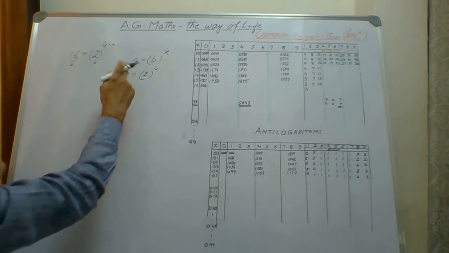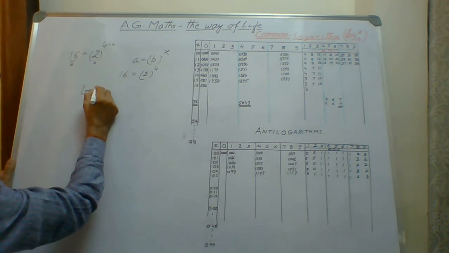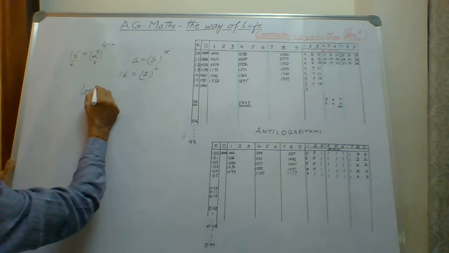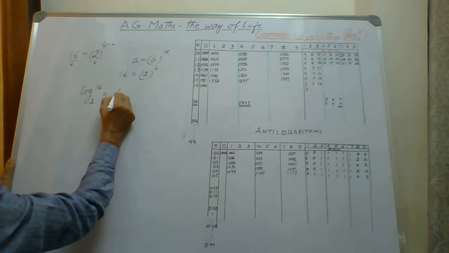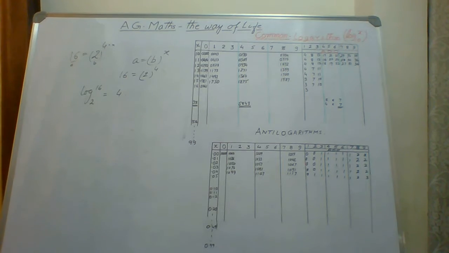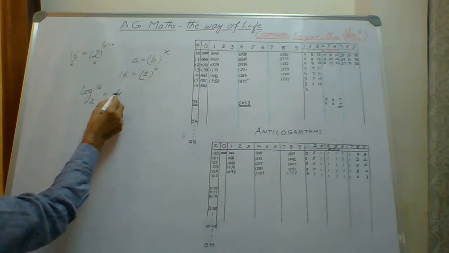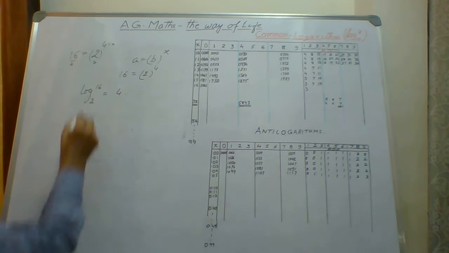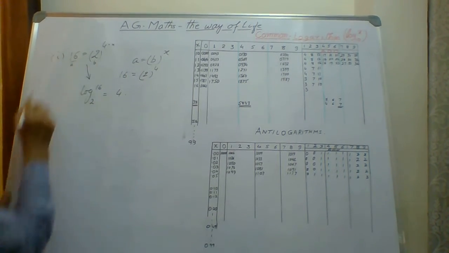Right? And when I write in the log form, it is log of 16 to the base of 2 is equal to 4. That is what is the meaning. Or 2 to the power 4 is equal to 16. I am writing this in the log form. This was your number 1.